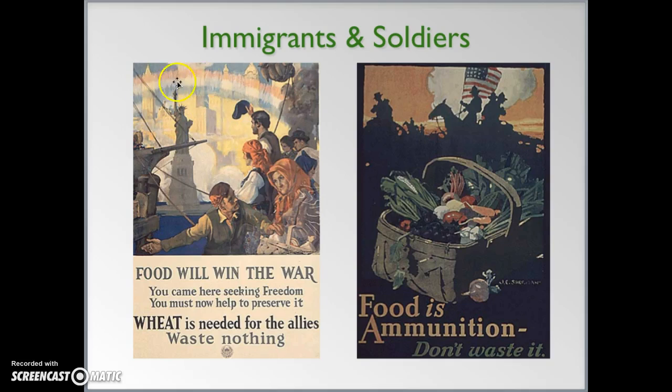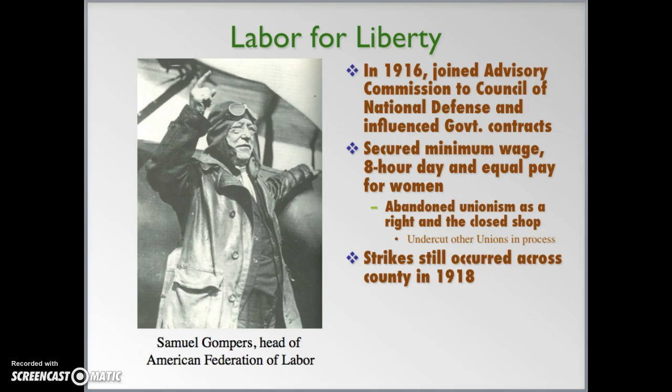You came to America for the Liberty Bell and the rainbow, the rainbow of freedom. So now help us out. Freedom is what you came here for. Freedom is what you're going to help achieve by saving food.